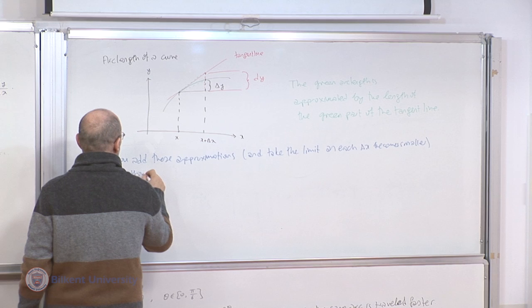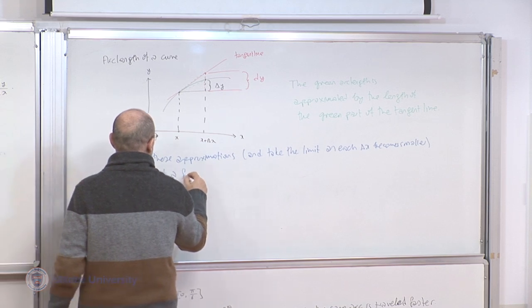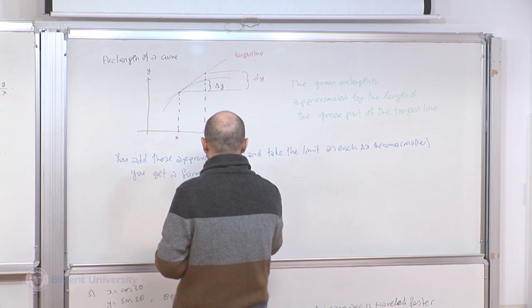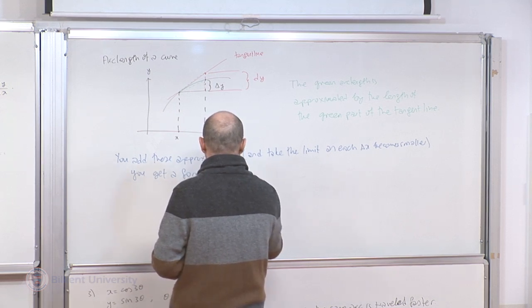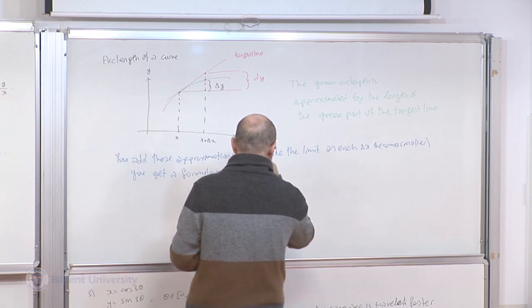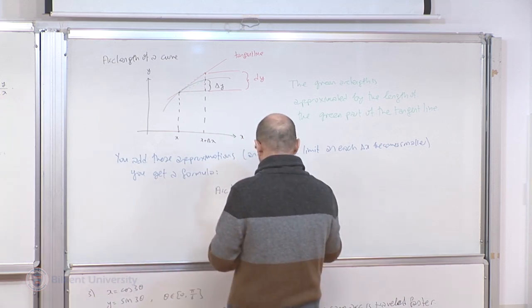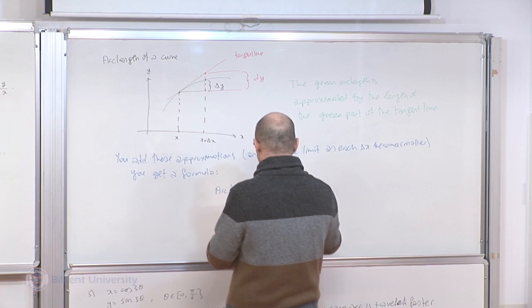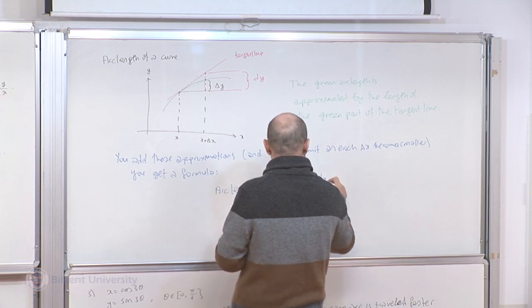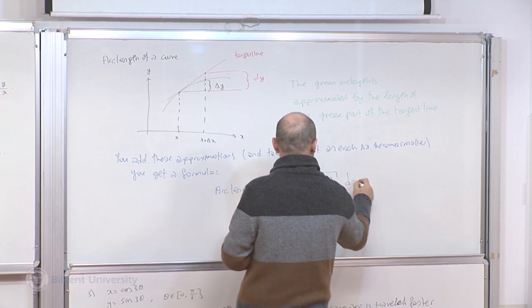You get a formula. Okay, so arc length. Generally we call it L and sometimes S. So this is the integral from A to B of the square root of 1 plus (dy/dx) squared dx.